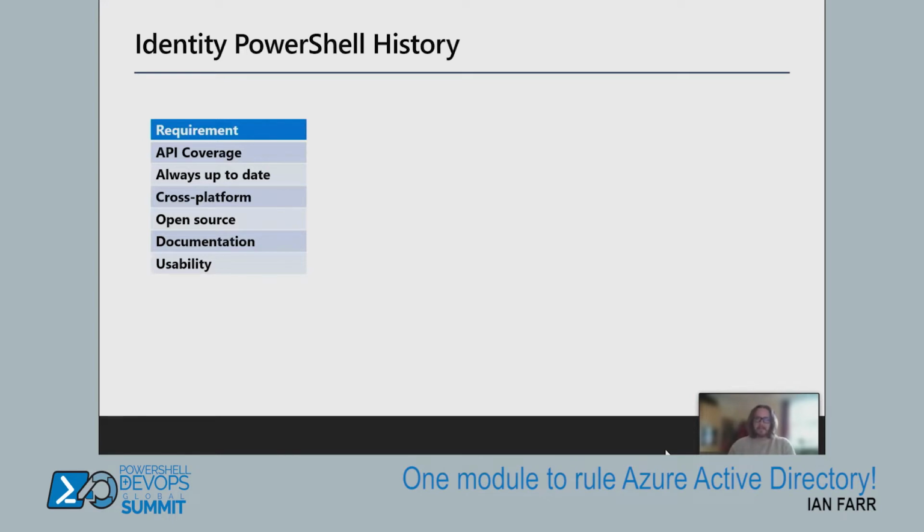So the values I have in the table are API coverage. So how much of the existing API landscape or API functionality does the module make use of? Always up to date. So how often does the actual module get released? What's the release cycle? Have you got the latest, greatest functionality at your fingertips? Is it cross-platform? So does it work on more than Windows? Is it open source? Is it available to the community?